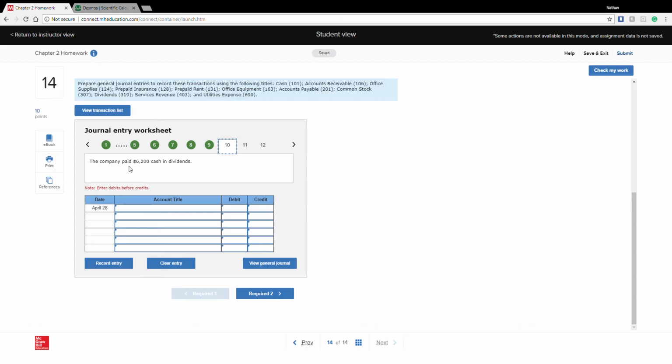10. The company paid $6,200 cash in dividends. Since dividends is naturally debited to increase it, and we know cash is going down because we paid it out, we credit our cash and we debit our dividends.